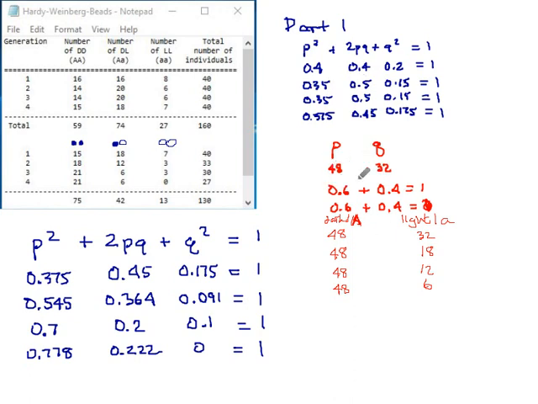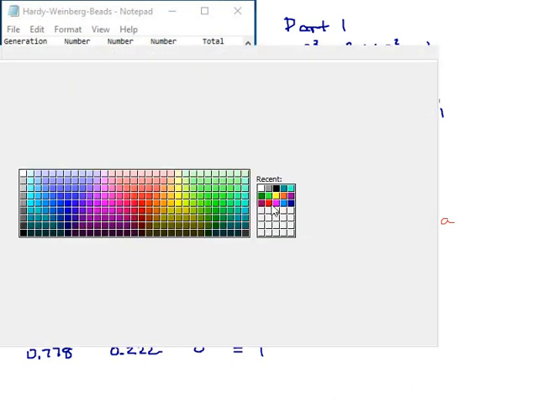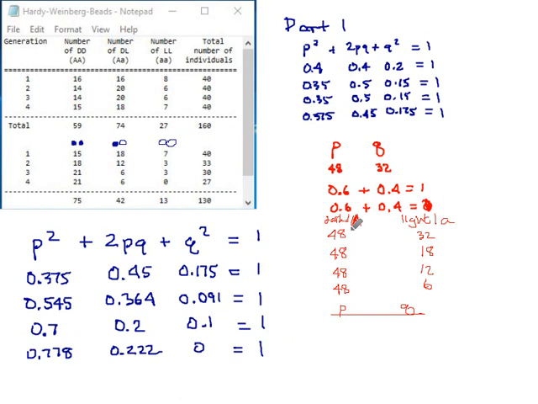Now, those are the raw numbers. To get P and Q, I have to do a little more math. I have to get the frequencies for each of these, so bear with me while I crunch that out. Here we have a total of 80 alleles. Here we have 48 plus 18 is 66. 48 plus 12 is 60, and 48 plus 6 is 54.